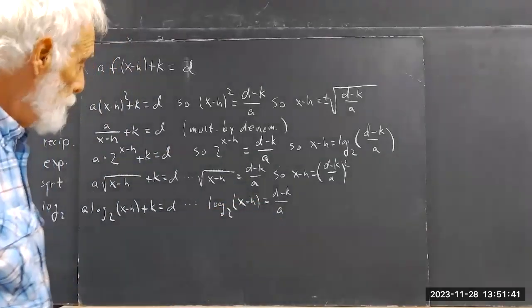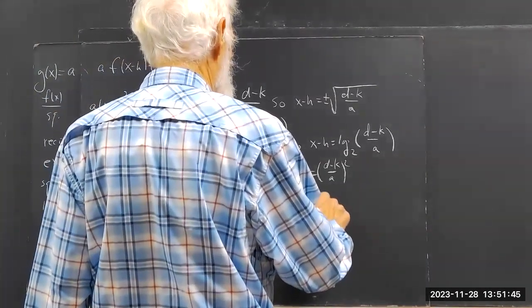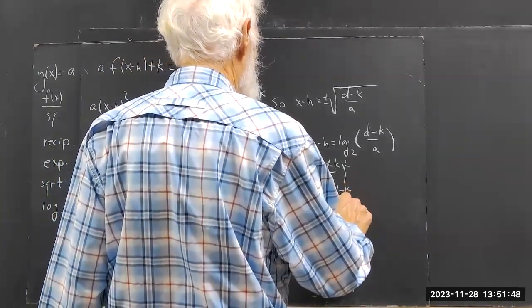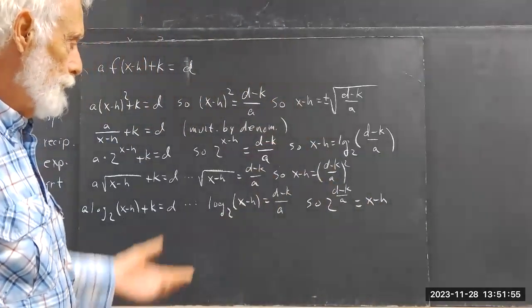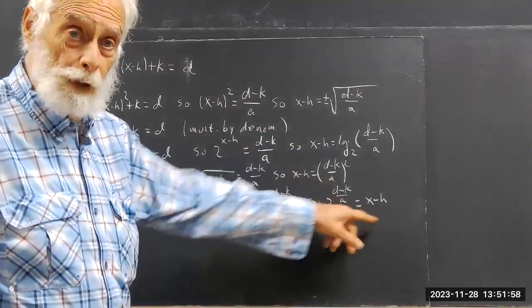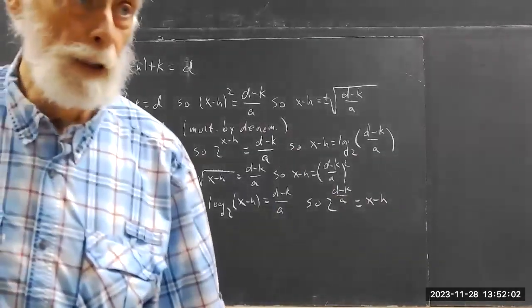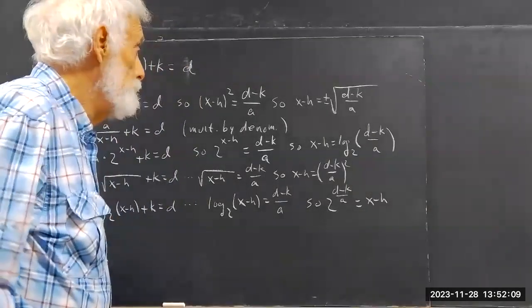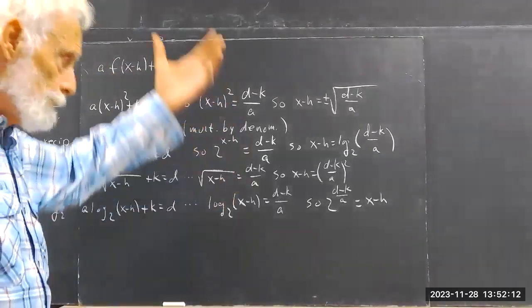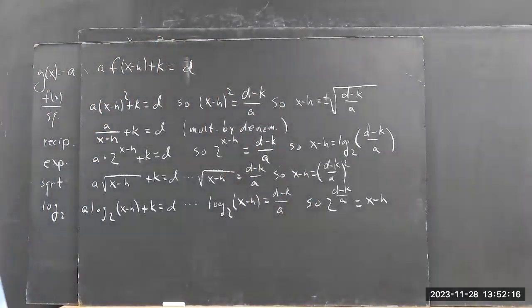Once you have this form, you change it to exponential form. So x minus h is 2 to the d minus k over a, whatever those numbers give you. And then you add h to both sides, and you've got x. If you can do all that, you've got a reasonable set of equation solving skills. And if you don't have it right now, you're pretty close to it. We're going to make sure you're there so you can solve equations as they come up, and they will on the exam.